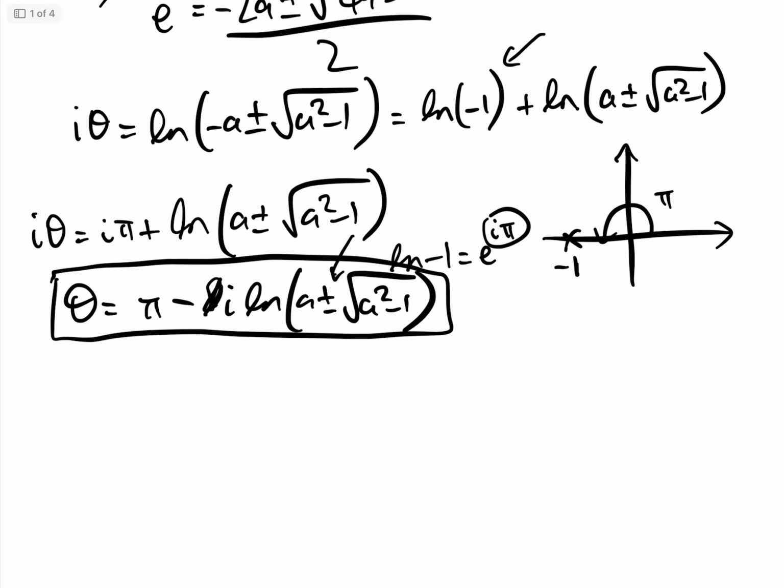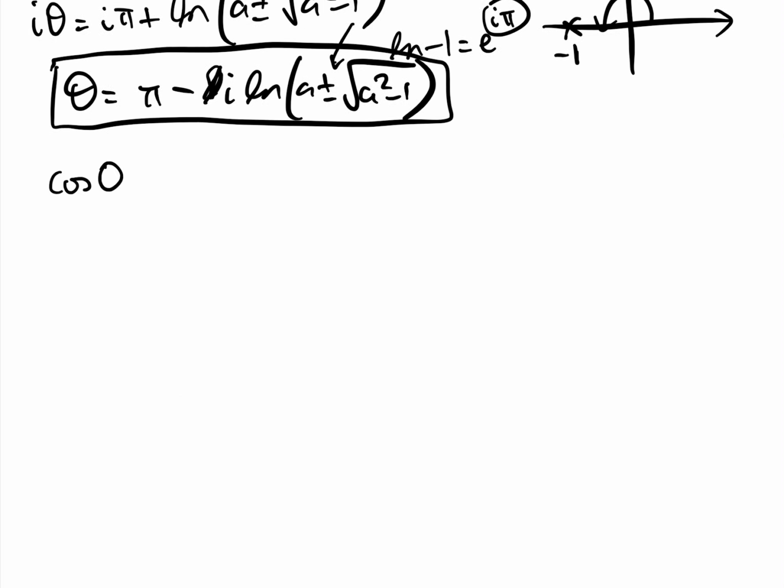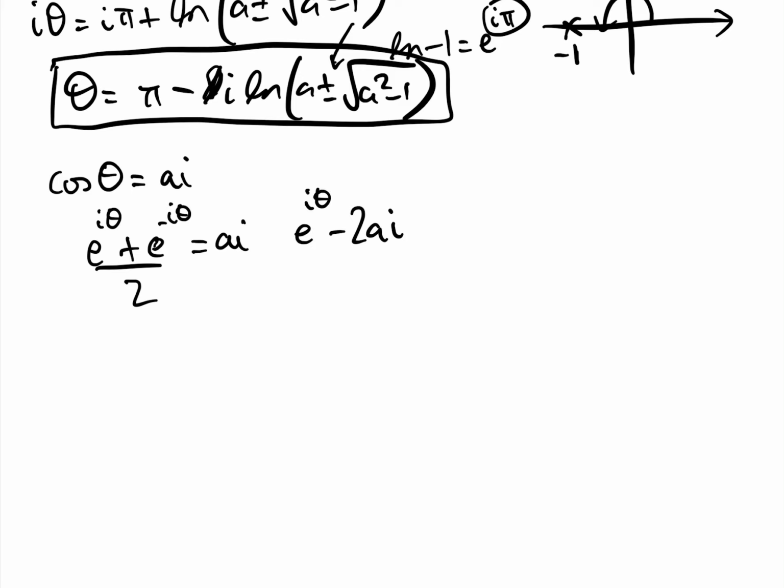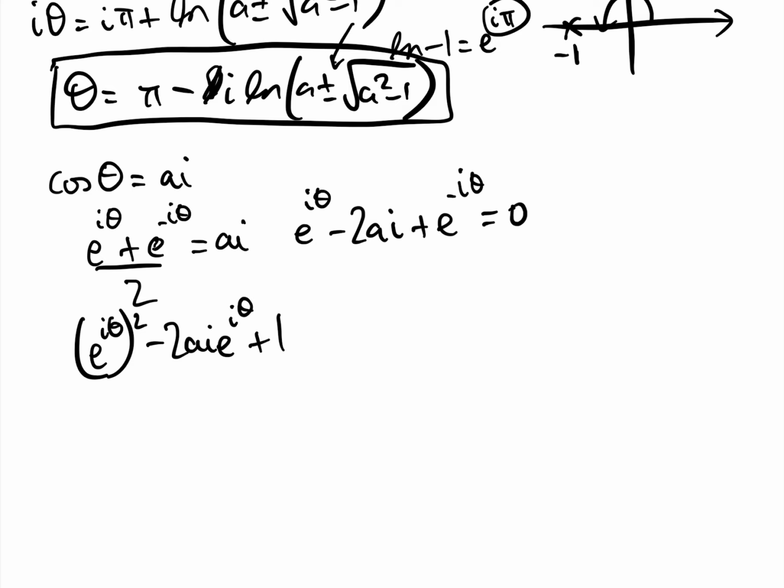Okay, so now we're getting a little bit more complicated. Let's have a look at cos theta equals ai. Again, we go through the same thing: e to the i theta add e to the minus i theta over 2 equals ai, i.e. e to the i theta minus 2ai add e to the minus i theta equals 0. So again, we get our quadratic, e to the i theta squared minus 2ai e to the i theta add 1 equals 0. Solving that with our quadratic formula again, now we have to be a little bit careful here.